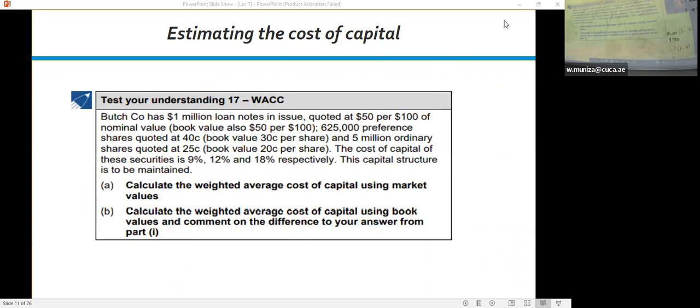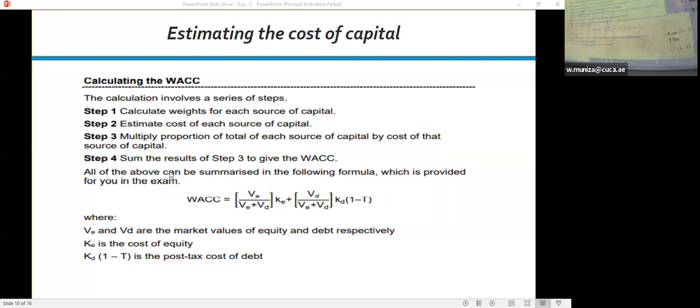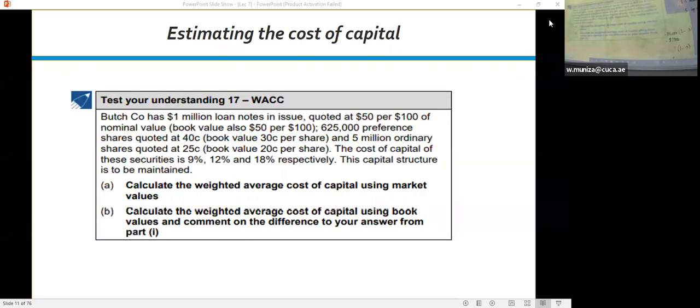Here is understanding number 17, students. There are two requirements of the question. Calculate the weighted average cost of capital using market values. Calculate the weighted average cost of capital using the book values and comment on the difference to your answer from part one. So students, what is step number one? What we have discussed: calculate the weights for each source of capital.